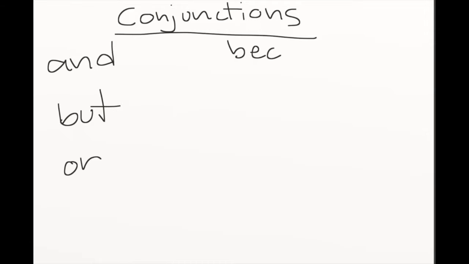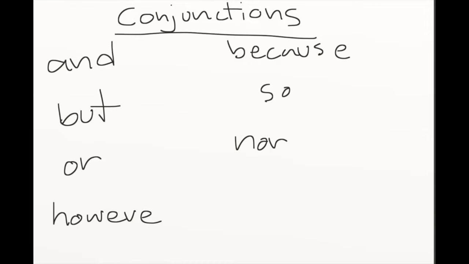There are more, like because, so, nor. Okay, and these conjunctions typically go in the middle of two sentences. There's also some more difficult conjunctions that are used with semicolons. Those are however, therefore. So we're just going to stick to some of the basics.